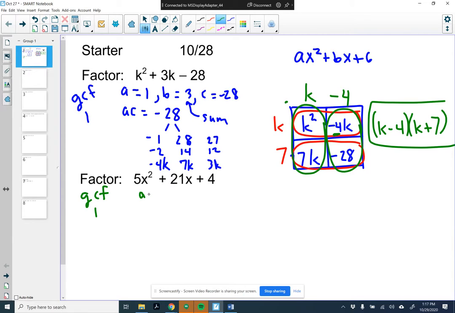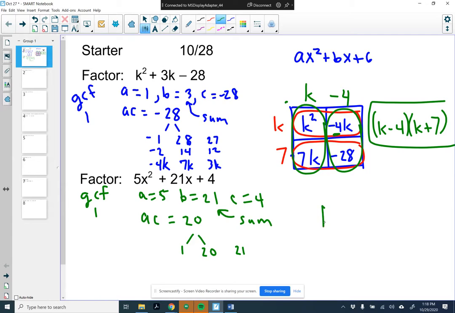So next thing we're going to do is we're going to identify the a, the b, the c. We're going to calculate a times c. 5 times 4 is 20. We're going to look for two factors of 20 that have a sum of 21. And they're both going to have to be positive in order to get a positive product and a positive sum. 1 and 20, yep, they're going to work, because 1 plus 20 is 21. Got it on the first try. We'll build the table.